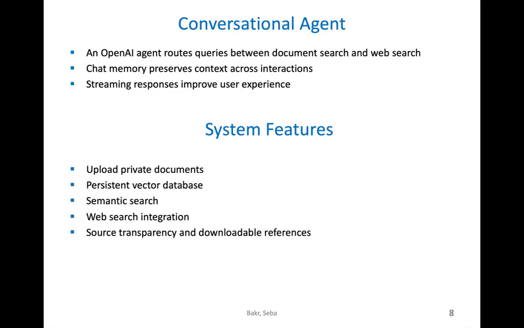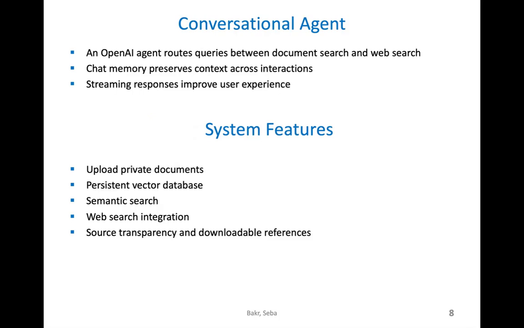For the conversational agent, we have an OpenAI agent that routes queries between document search and web search using a tools feature. Chat memory is used to preserve context across interactions, and streaming is utilized for responses to improve user experience.